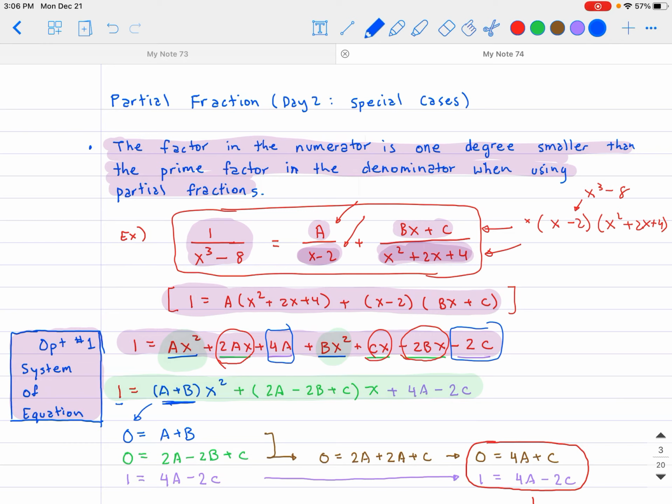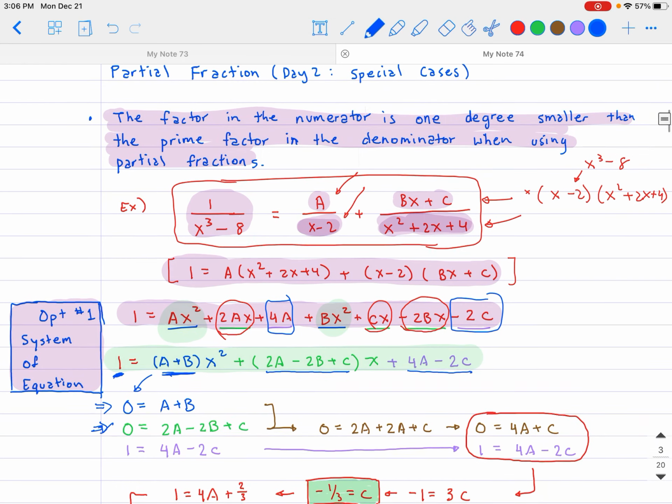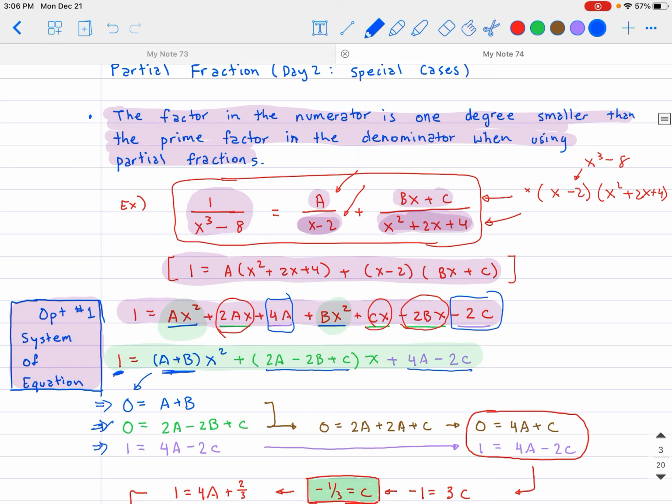Similarly, the 2a minus 2b plus c also has to be equal to 0 because there are no first degree x terms. So that's where this one over here comes from. And then finally, for the last part, 4a minus 2c is going to be equal to 1 because that's the only part that's going to give you a single coefficient without x. So that's where the 1 equal to 4a minus 2c comes from.